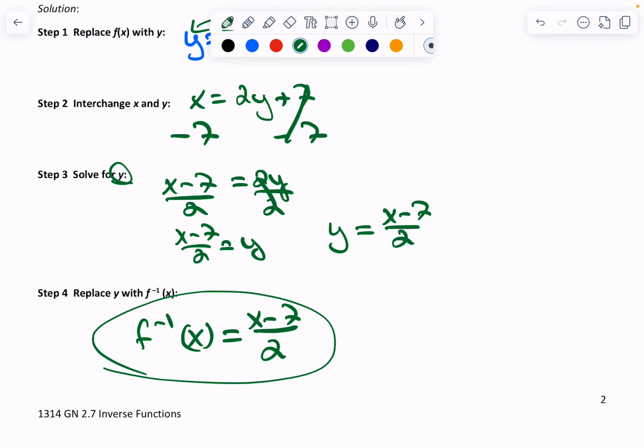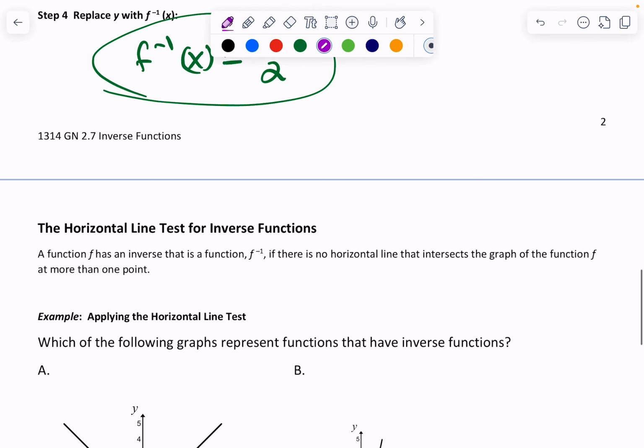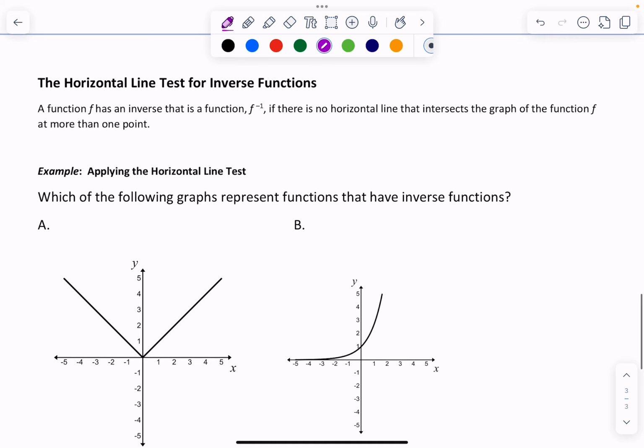Okay, so when we tested if a graph is a function, we used the vertical line test. Now, for inverse functions, we're going to use the horizontal line test. And that is because we switch x and y. So a function f has an inverse function, f inverse, if there is no horizontal line that intersects the graph of the function f at more than 1 point.